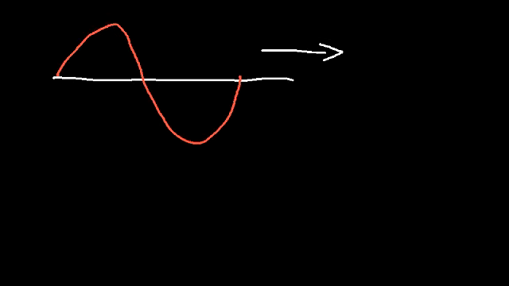A wave on a string, for example, forms a transverse wave. The wave is moving in the x direction, but the oscillations are up and down. It's perpendicular to the wave motion. The oscillations are in the y direction. Whenever the oscillations are perpendicular to the wave motion, you have a transverse wave.